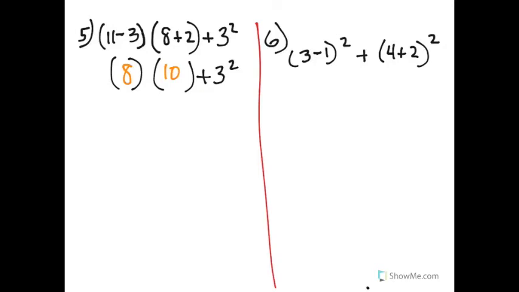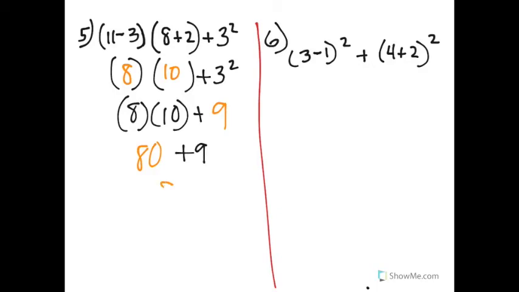Now we need to do the exponents because exponents come before multiplication. So we'll carry down the 8 and the 10, and 3 squared is 9. So now we will do the 8 times 10 because multiplication comes before addition. 8 times 10 is 80 plus 9. That leaves us with an answer of 89.